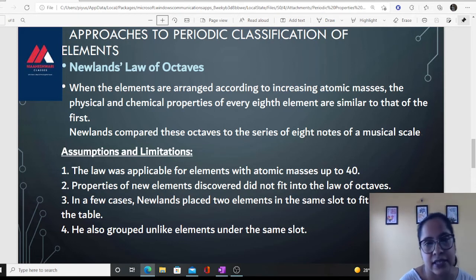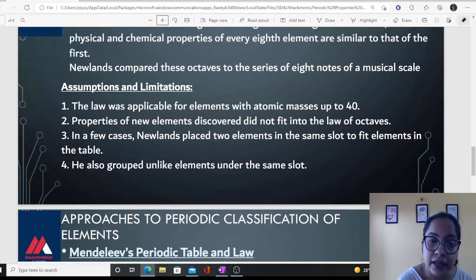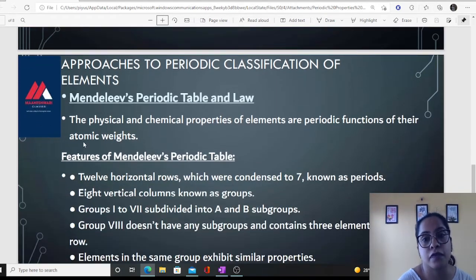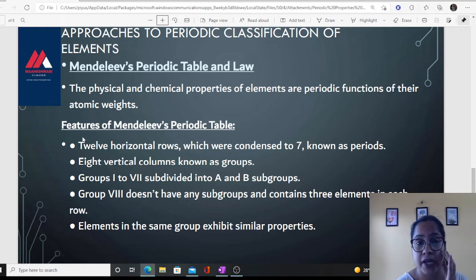Therefore, it was discarded. Again, it was a systematic approach, but it did not hold true and it had to be discarded. Then came another approach, which of course has set the foundation for the modern periodic table. That was Mendeleev's approach, and it is called Mendeleev's periodic table and law. So he was the first person who tried creating a tabular chart for elements. And there is a law, Mendeleev's periodic law states that the physical and chemical properties of elements are a periodic function of their atomic weights or atomic masses.